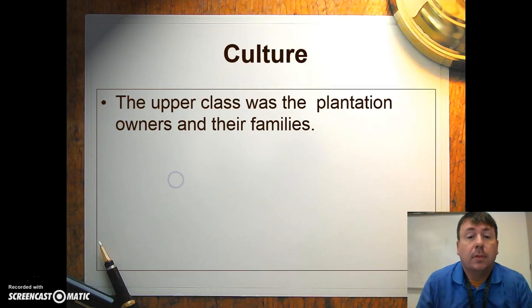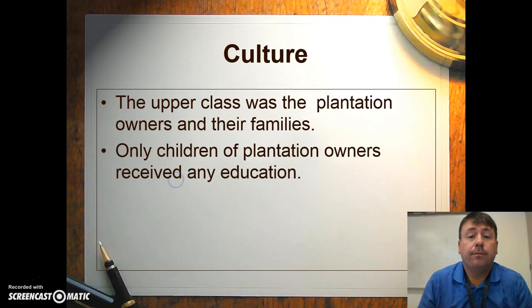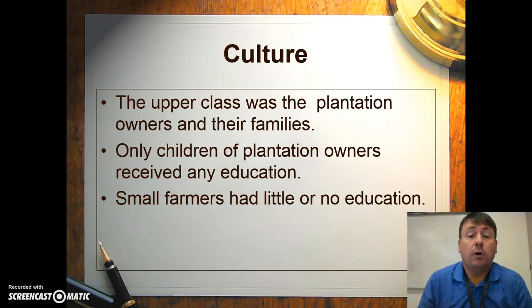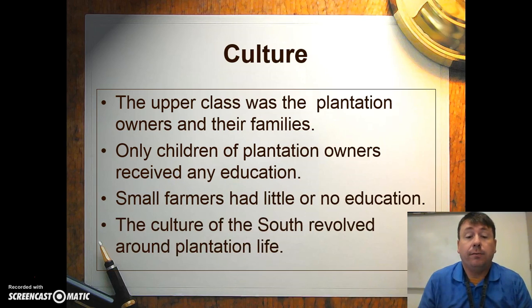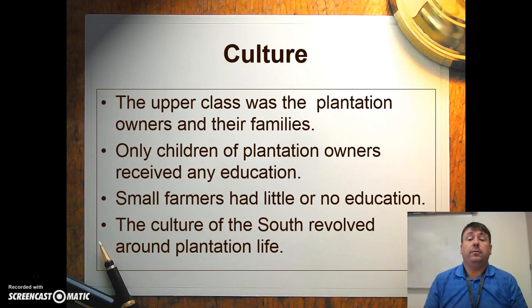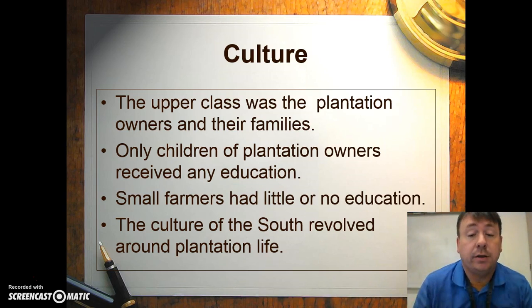Culture. The upper class in the South was plantation owners and their families. Only children of plantation owners received any education. Most males were sent to basically a military type of college where they got a military education. Small farmers had little or no education. They just basically went and worked in the fields. The culture of the South revolved around plantation life. So everything that Southerners did was based on plantations.